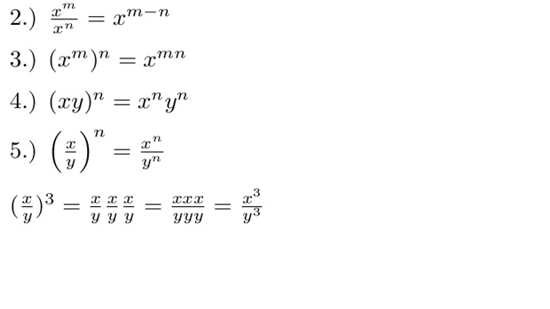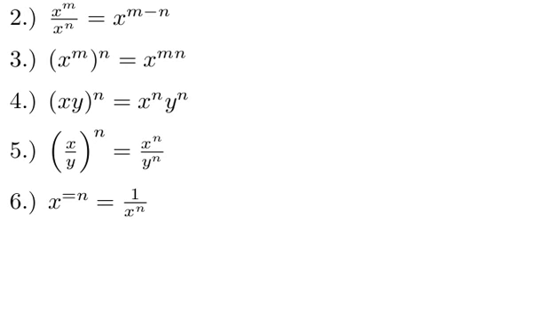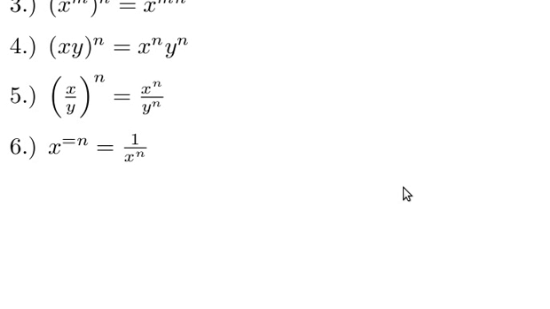We did it the long way, but we can see that it still works out the same way. So now on to rule number 6, where we have x to the power of negative n equals 1 over x to the power of n. Typo earlier, x to the power of negative n equals 1 over x to the n.